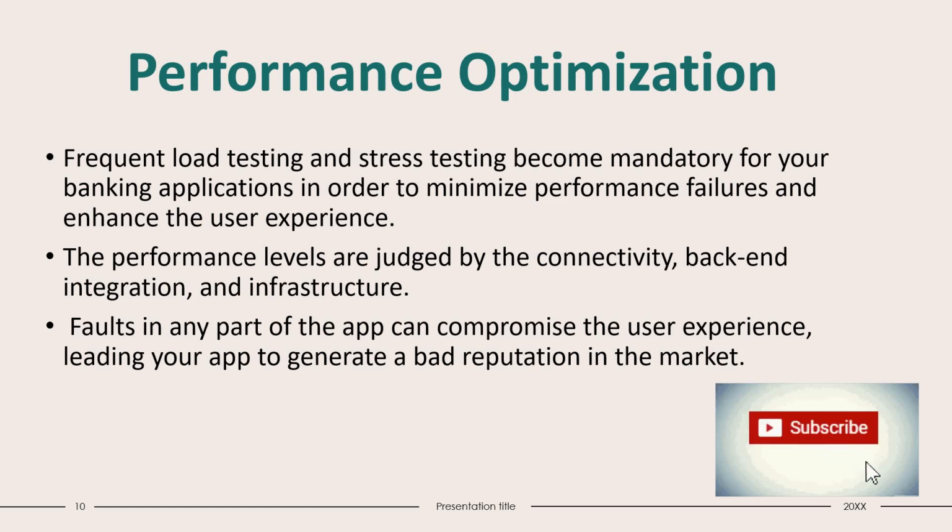The performance levels are judged by connectivity, backend integrations, and infrastructure. A fault in any part of the app can compromise the user experience, leading your app to generate a bad reputation in the market. Banking has a very, like, you have to be a reputed bank. If users have a bad experience, it spreads mouth to mouth. I think a lot of that spread has happened.